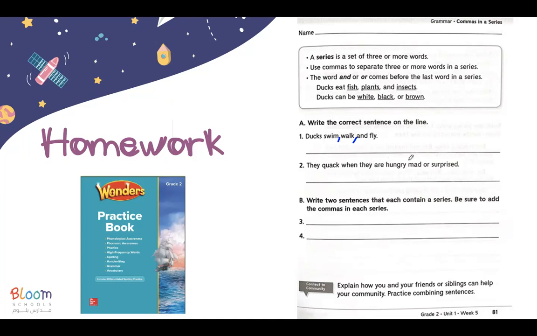They quack when they are hungry, mad, or surprised. So again, we have 3 names. We can separate them with a comma. They quack when they are hungry, mad, or surprised. There's no comma after or. And on this part, you can write 2 sentences with names and separate them with a comma.